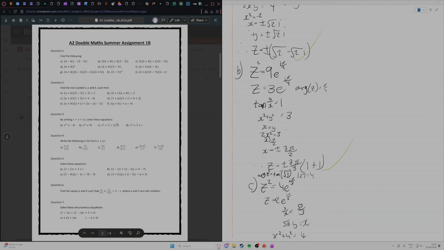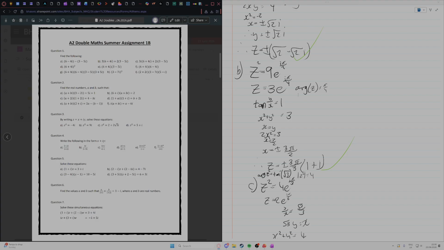Next, the other way you could do this is by using modulus and argument. So I wrote it in exponential form. You don't need to do this. So the modulus of this for b is 9. The argument is pi over 2. The modulus is 9, argument is pi over 2. So if you square root it, the modulus will just square root itself, and the argument will divide by 2.